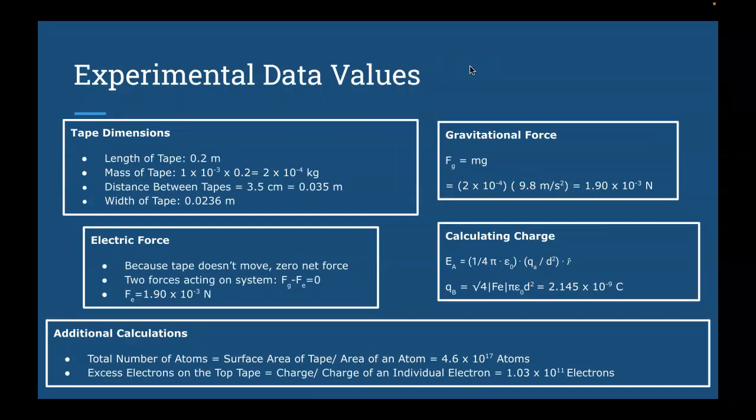Here we can see some of the tables of the experimental data values that we yielded within the experiment. Some of the tape dimensions are listed below, and mainly we can see how gravitational and electric force both equal 1.90 times 10 to the negative 3 newtons, and how the charge is equal to 2.145 times 10 to the negative 9 coulombs. At the bottom, we made additional calculations for the total number of atoms and the number of excess electrons on the top tape.